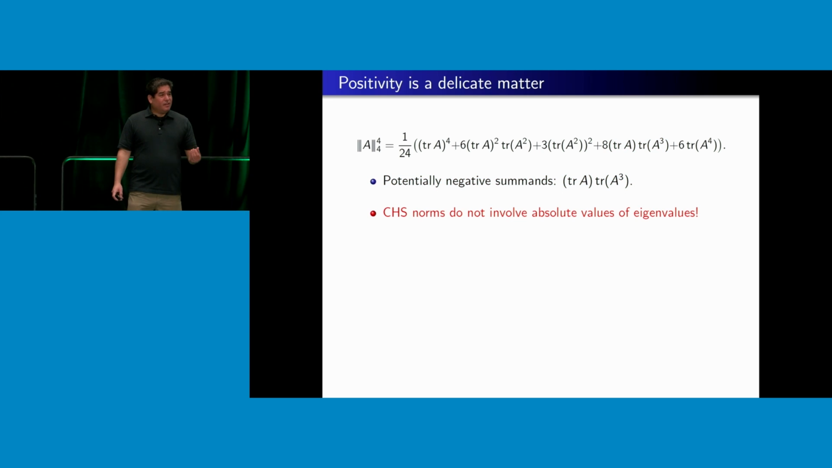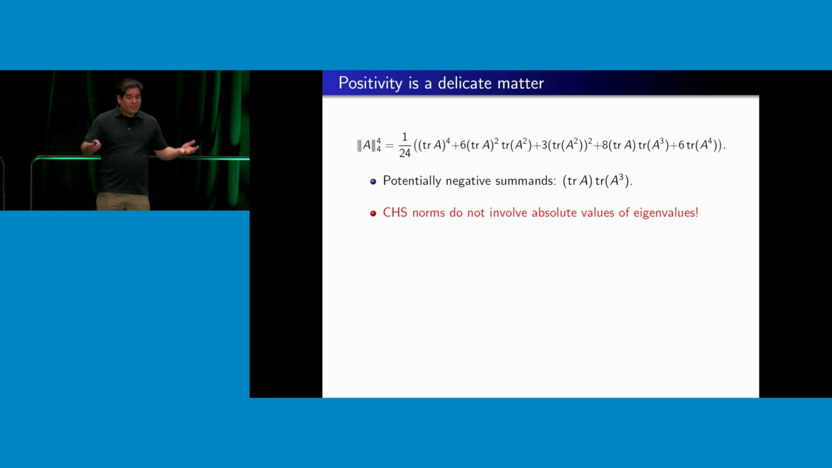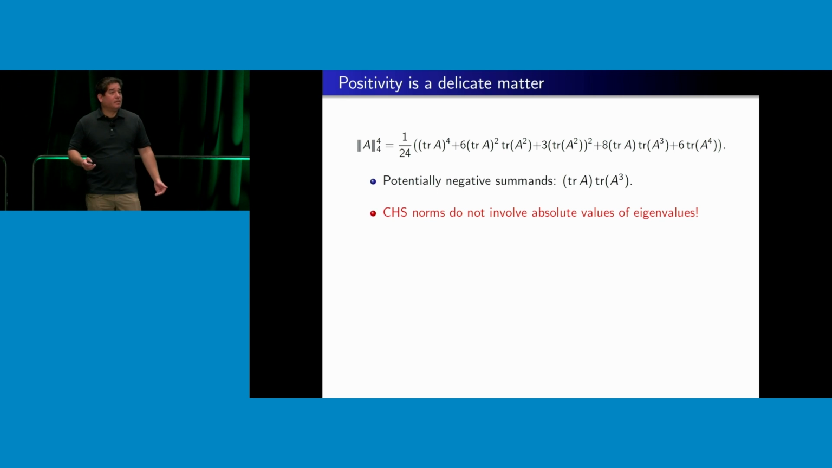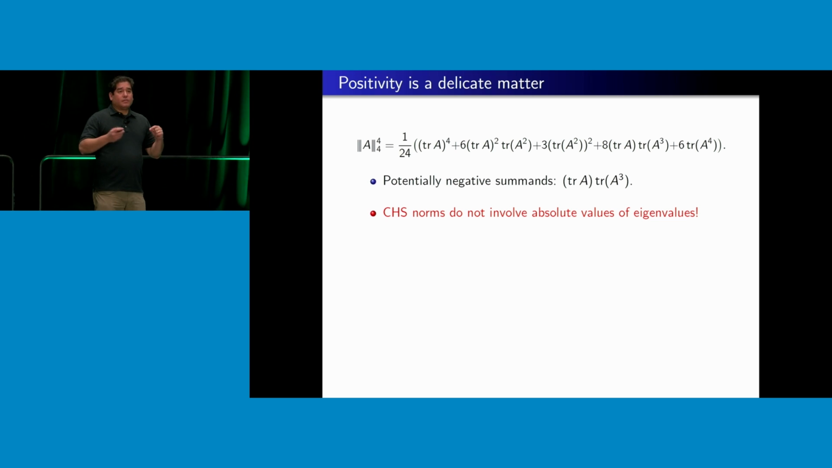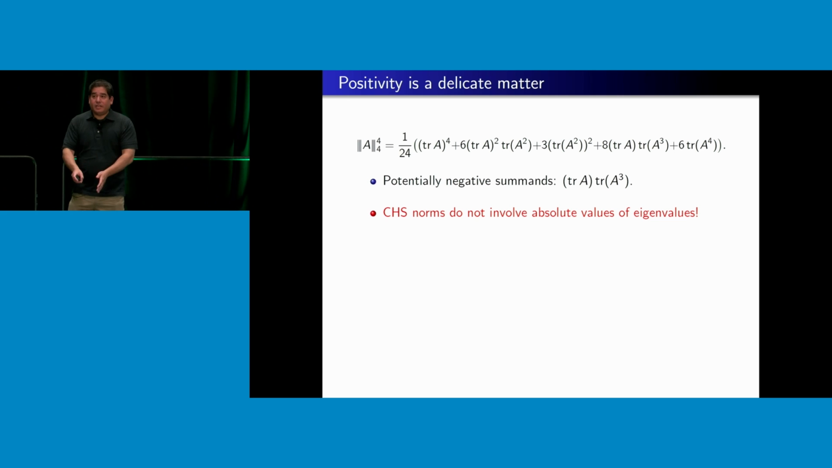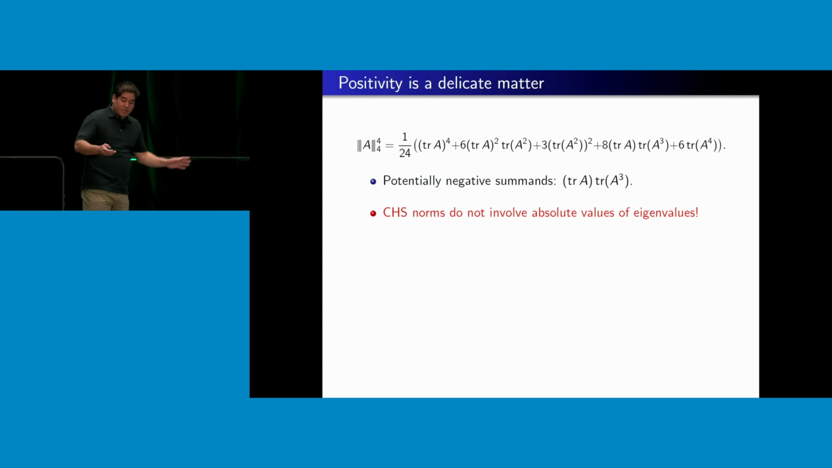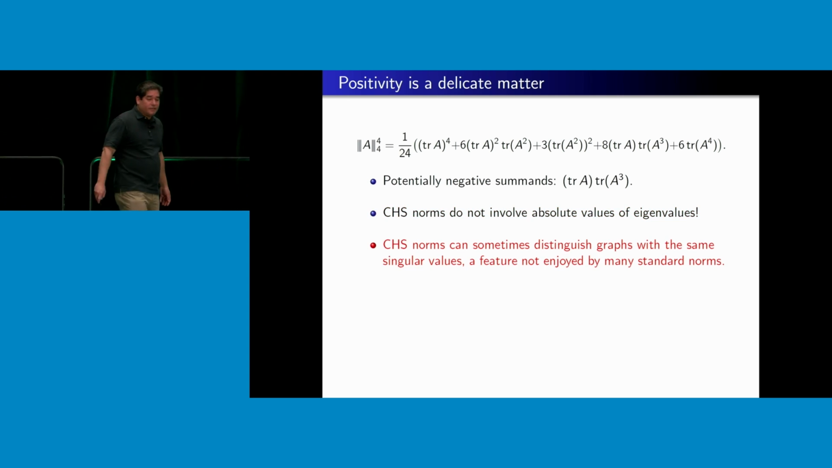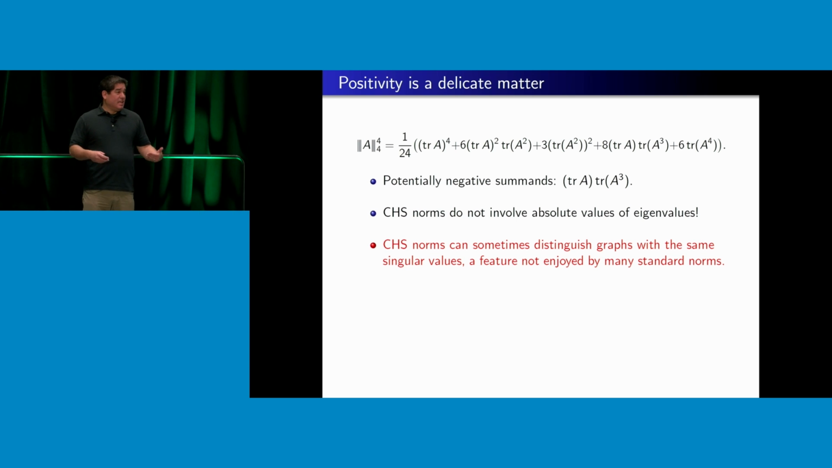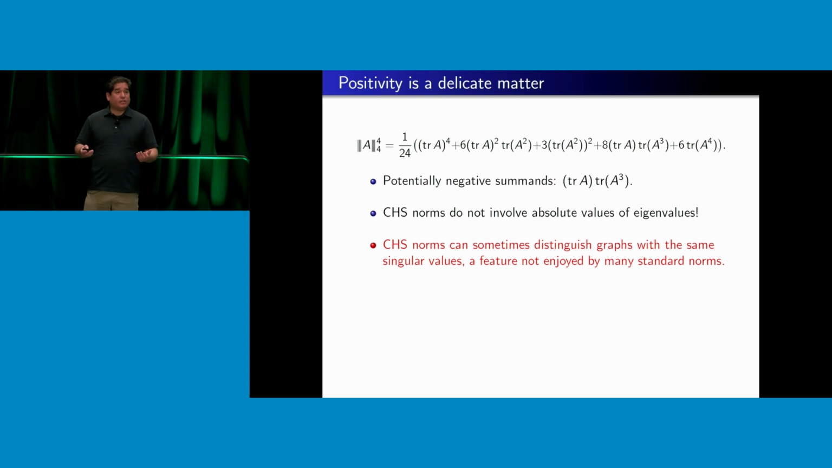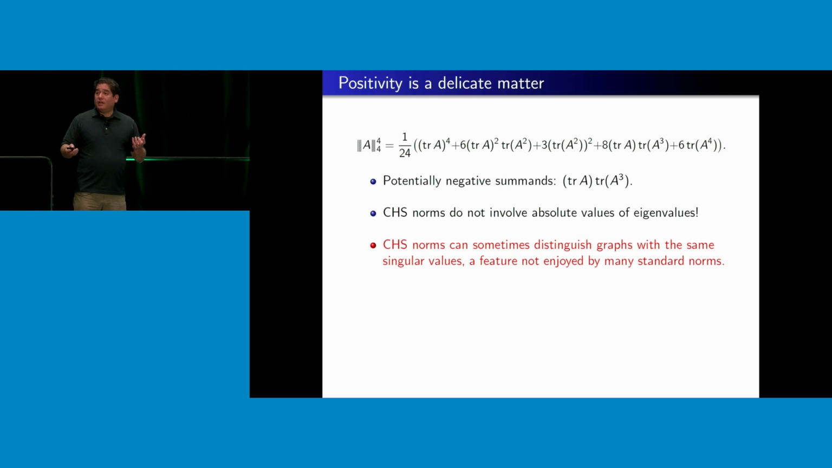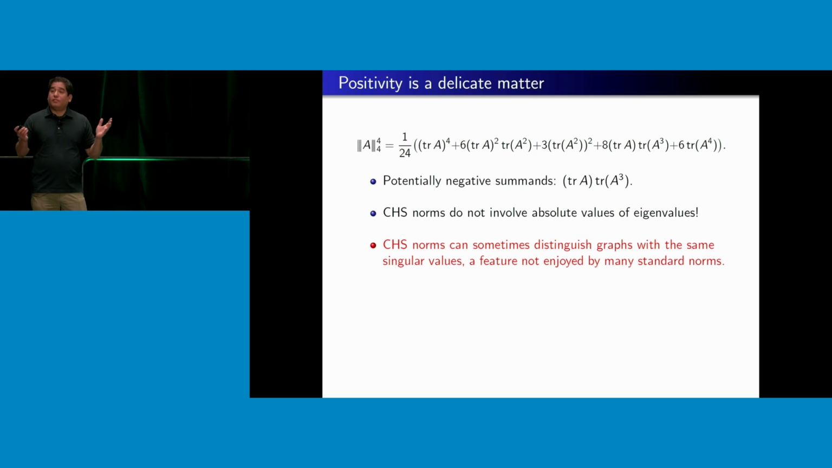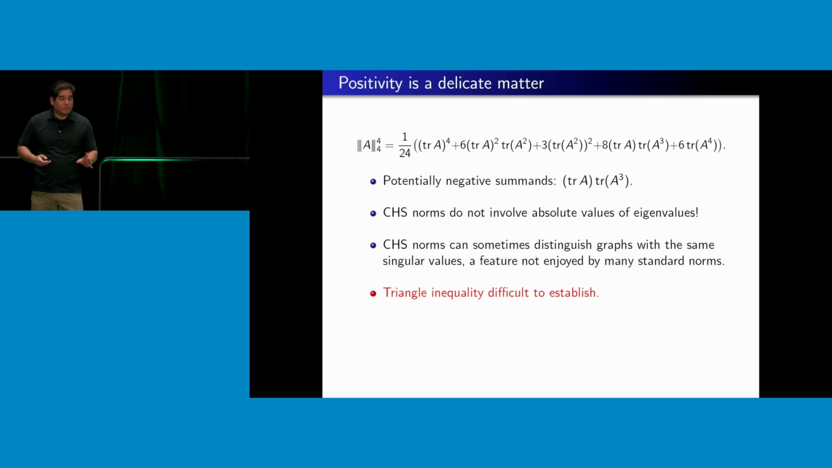Another thing to note is the CHS norms, as I've defined them, don't involve absolute values of eigenvalues. People who do spectral graph theory or a lot of linear algebra will recognize that this is a little different from most of the norms they deal with. Most of the time, if I'm looking at a norm on Hermitian matrices, I immediately put absolute values on the eigenvalues. Not the case here. We're using the raw eigenvalues themselves. That means these norms can sometimes distinguish what are called singularly cospectral graphs, graphs that have the same singular values, but we can detect them because we're not using absolute values. This makes it a little different from most norms one looks at.